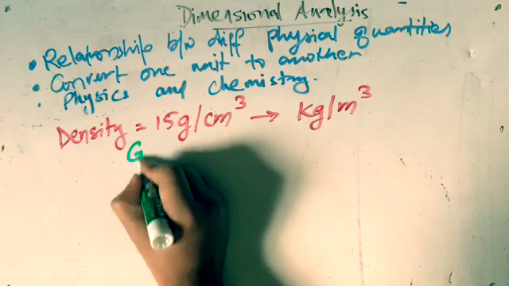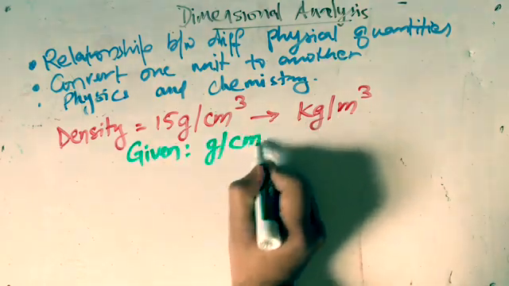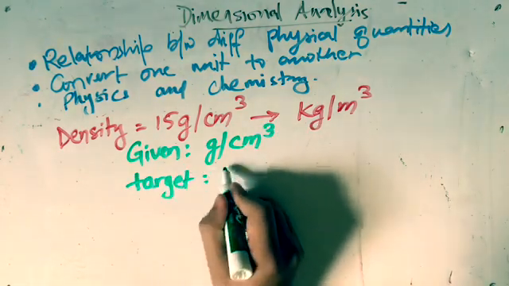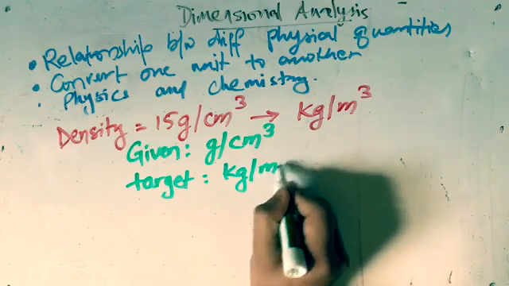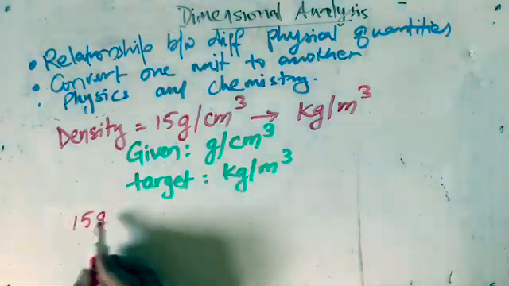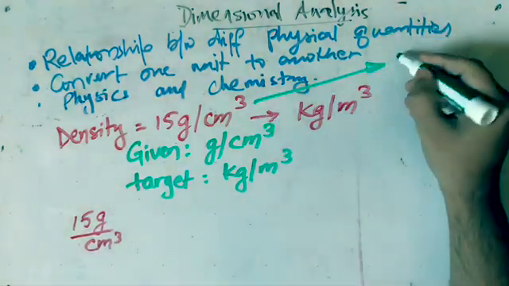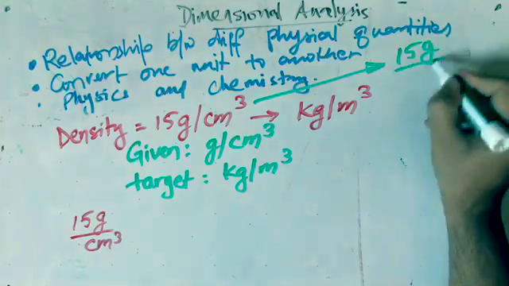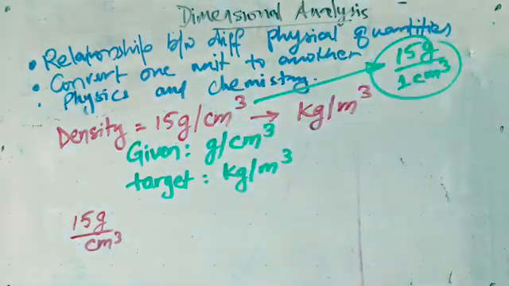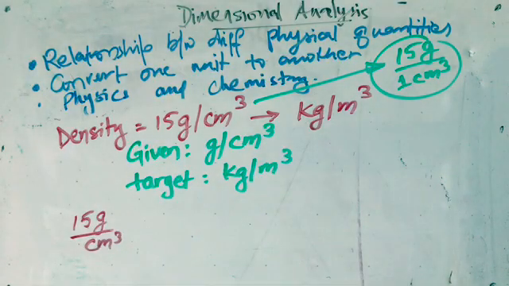Beginners, it's a good idea to write this. What we are given is grams per centimeter cube, and our target is kilograms per meter cube. So we are given 15 grams. Now you can write that as a fraction, 15 grams and centimeter cube. This is another way of saying 15 grams over 1 centimeter cube. These two are exactly the same thing. That's why I wrote 15 grams and centimeter cube at the bottom.